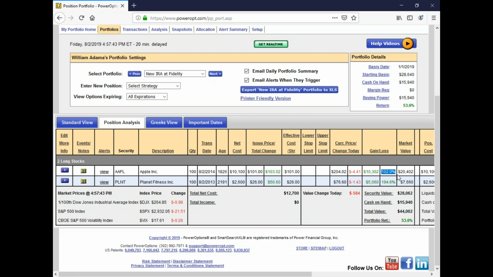Now, if I've got two positions that are returning 194 and 102%, why is the portfolio gain only at 53.6%? Well, because that's only on half of the portfolio. Right? I've only used $13,000 of the total $28,000.